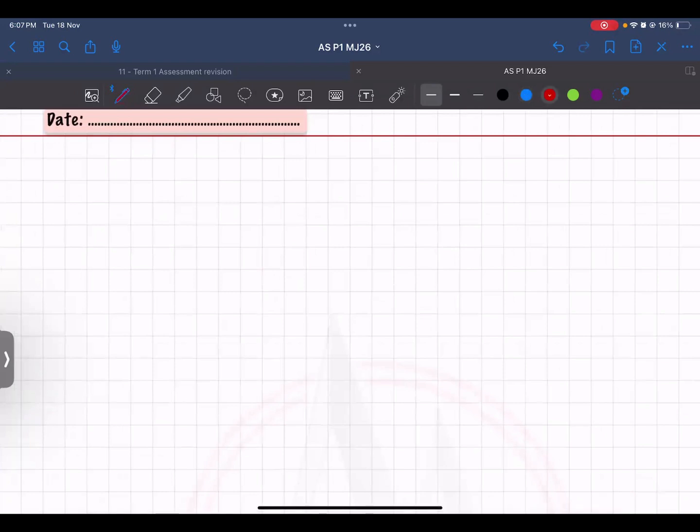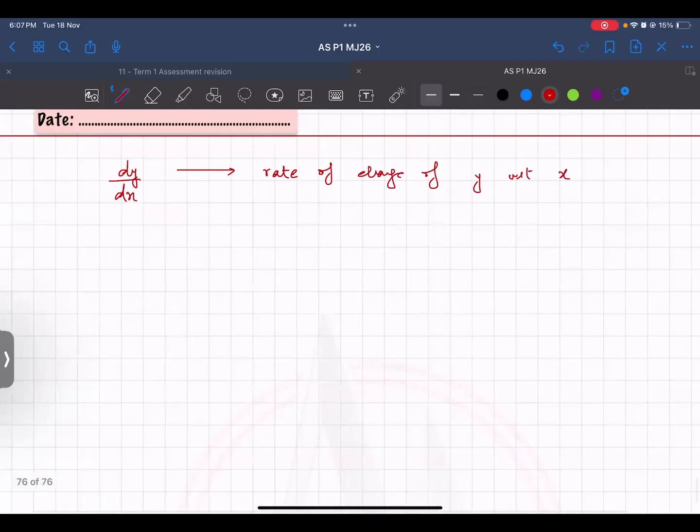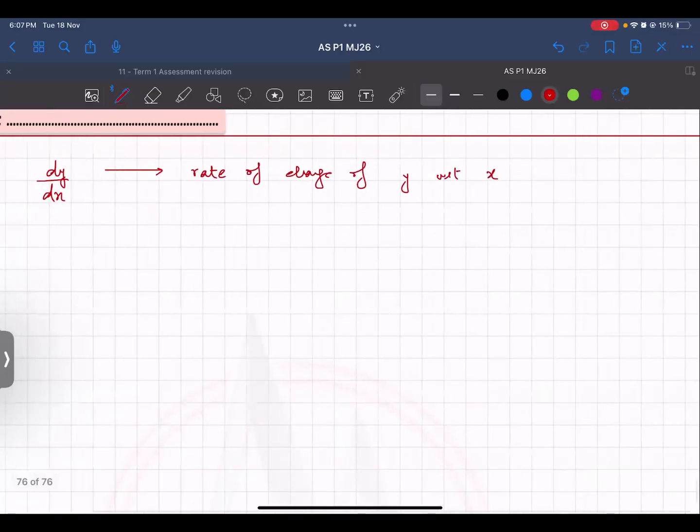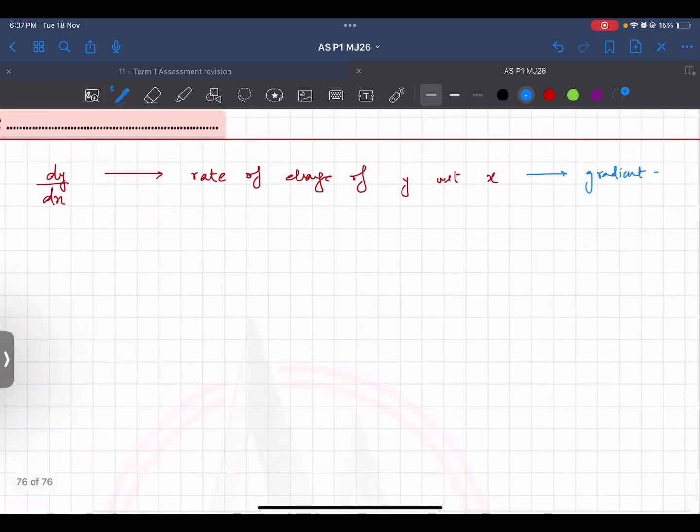What are the next few things? The dy by dx. Now what is actually dy by dx? If you translate it into English, it is the rate of change of y with respect to x. And you have heard another thing with the same definition, and that is the gradient, isn't it? Gradient is also the rate of change of y with respect to x, and we write it as change in y upon change in x.